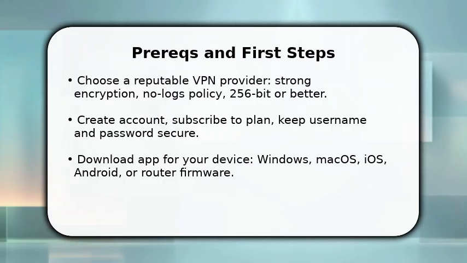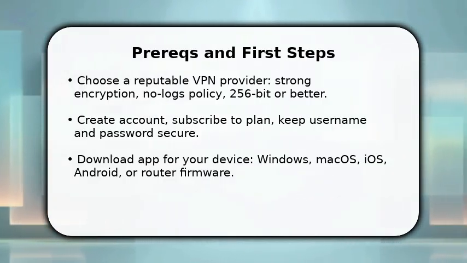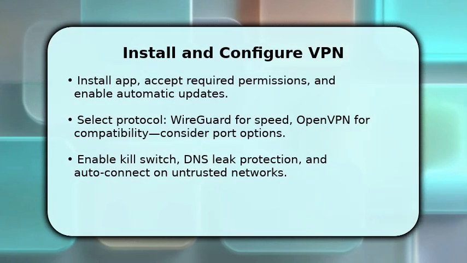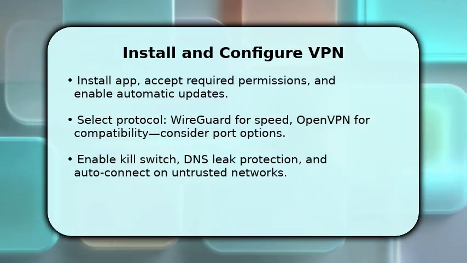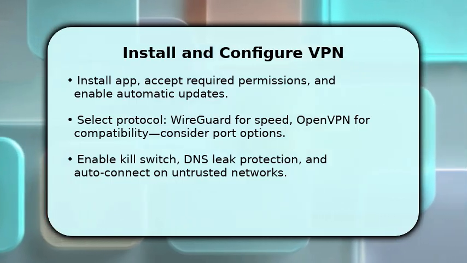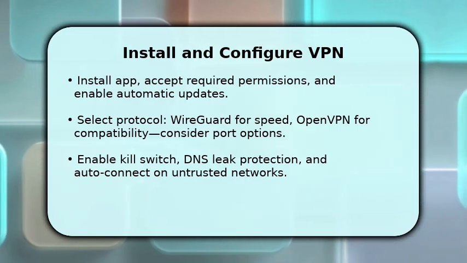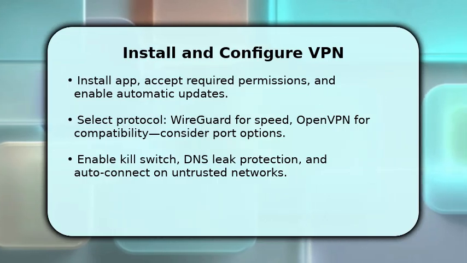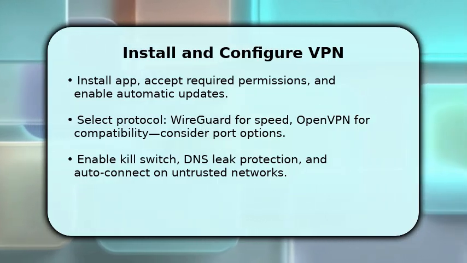Make sure to save credentials in a secure password manager, because you will use them to authenticate the connection in the next step. Now install and open the VPN app, accept necessary permissions, and let it update so you run the latest security fixes. Choose a VPN protocol, WireGuard for fast, modern performance, or OpenVPN for wider compatibility, and pick a nearby server for low latency.